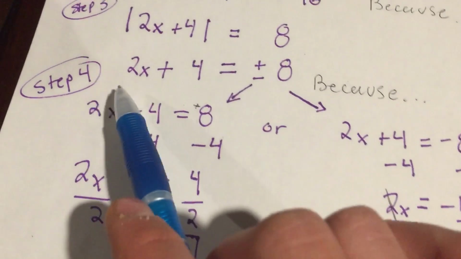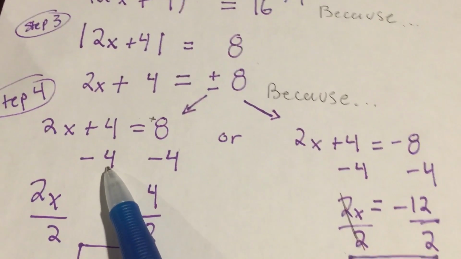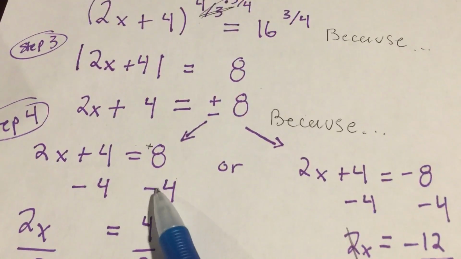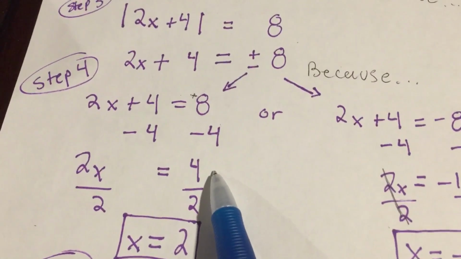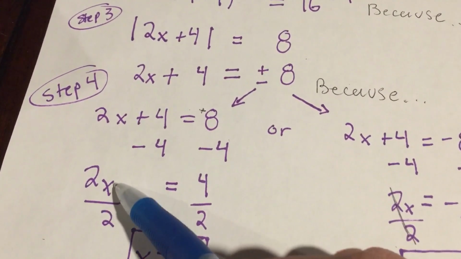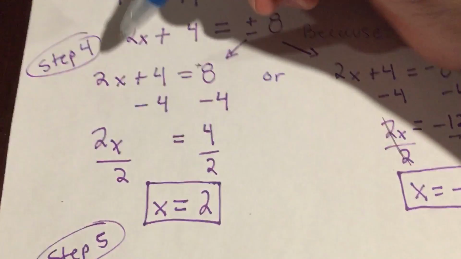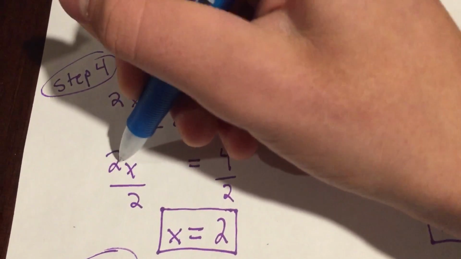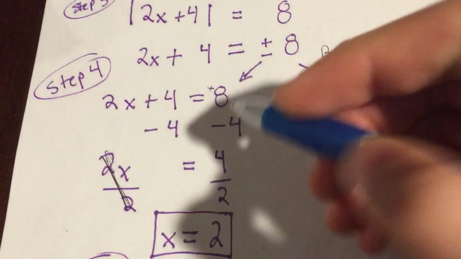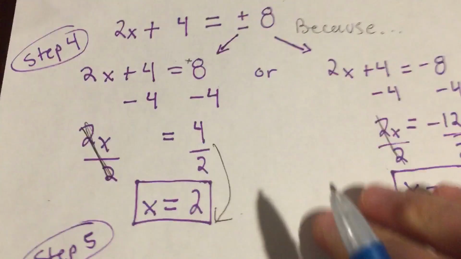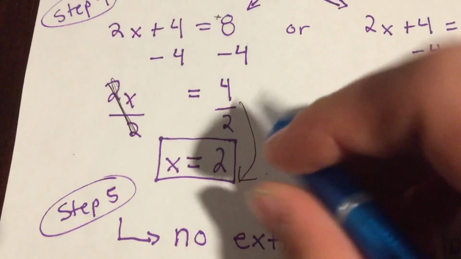So to isolate the variable, we have to subtract 4 from this side, and because we did it on this side, we also have to do it on this side. That leaves us with 2x equals 4. And because we want to isolate x, we have to get rid of this 2. So we divide by 2, and that cancels as well. And then we're left with 4 divided by 2, which gives us 2. And this is one of our solutions.